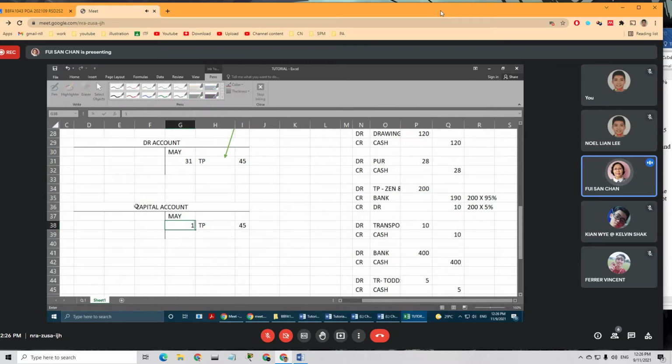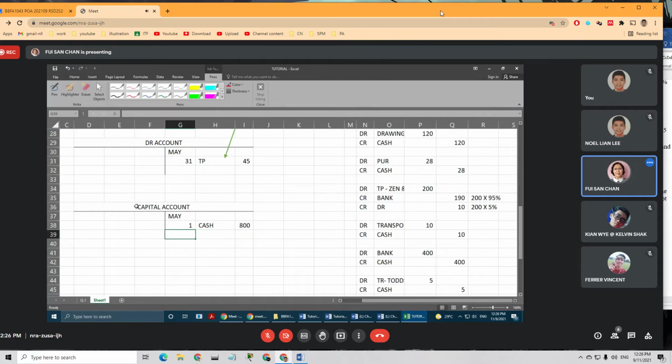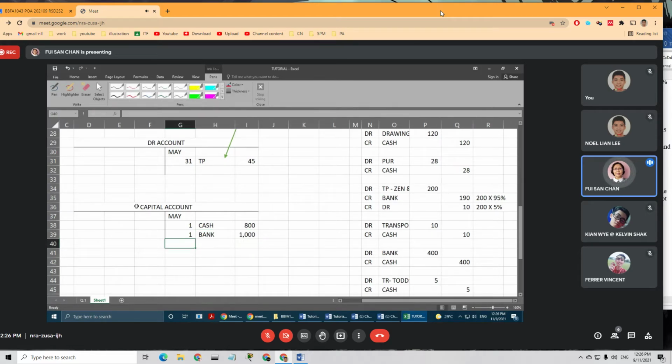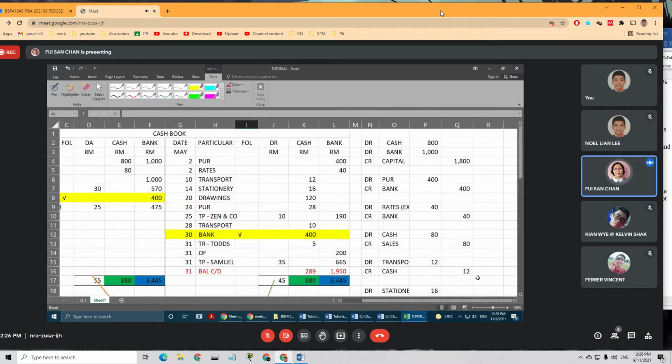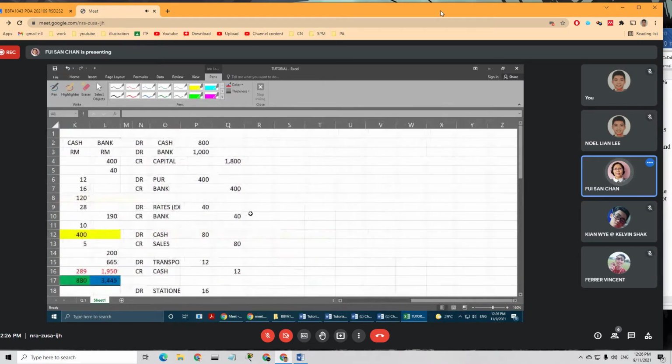According to the question, we start from May 1st. So May 1st, we have cash. Remember just now, our cash is 800, right? And then we also have on May 1st in bank, 1,000. Later on, I remember we have another one on the 15th. So here you put bank, 1,000. This is actually what you need to do. Now that I already show you all this, if I want to do the T account, it's actually very fast. I just refer to here, or you can refer to the cash book also. So I showed you the capital account already, and I can show you another one.